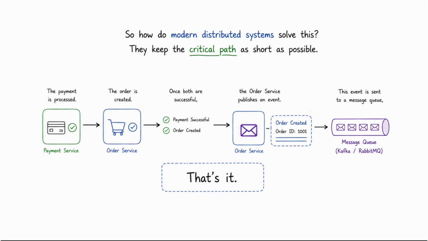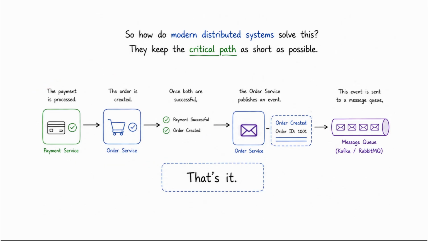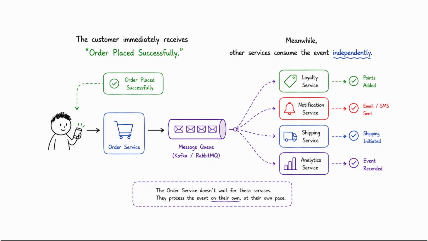They keep the critical path as short as possible. The payment is processed, the order is created. Once both are successful, the order service publishes an event. This event is sent to a message queue, such as Kafka or RabbitMQ. That's it. The customer immediately receives order placed successfully.